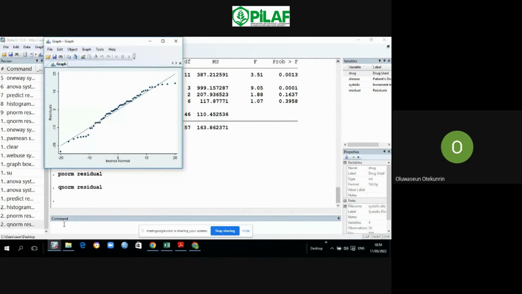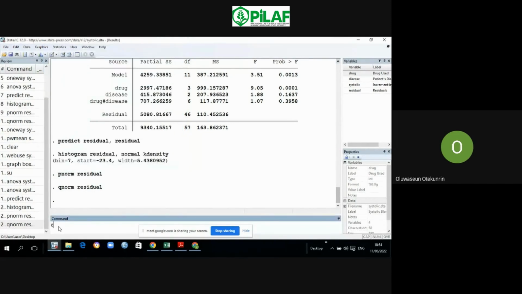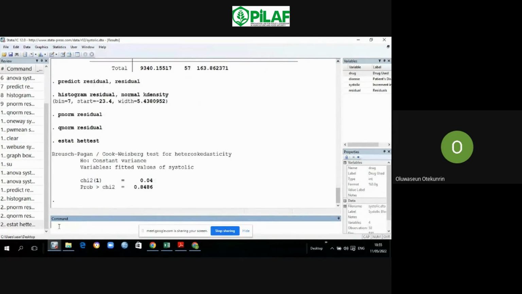Then for the test on homogeneity of variance, we just type estat hettest. This is for heteroscedasticity. As a post-estimation command, this estat test will do that for fitted values. So you can see the Breusch-Pagan/Cook-Weisberg test for heteroscedasticity. Heteroscedasticity means you have more than one variance; they are not constant.